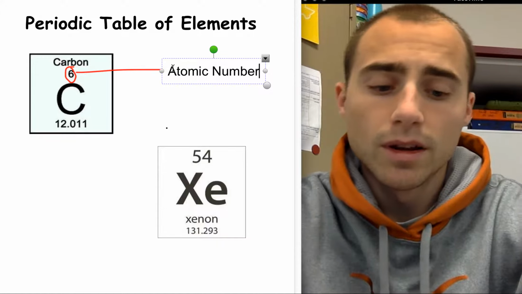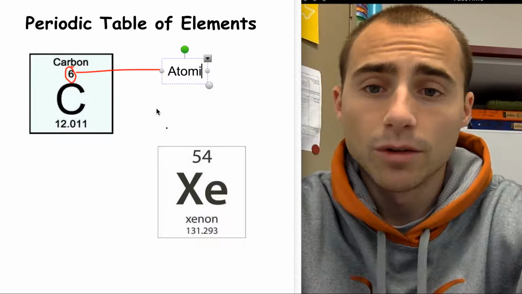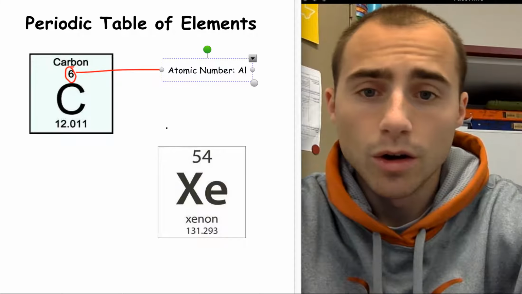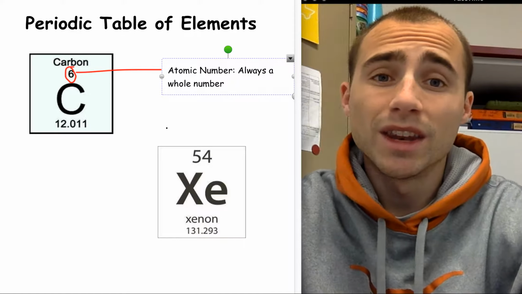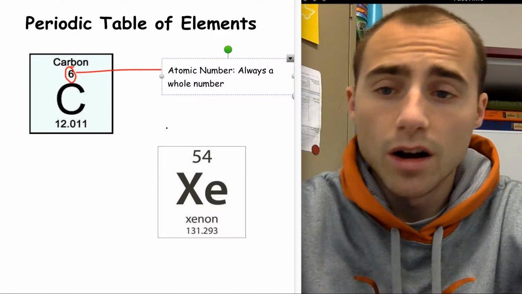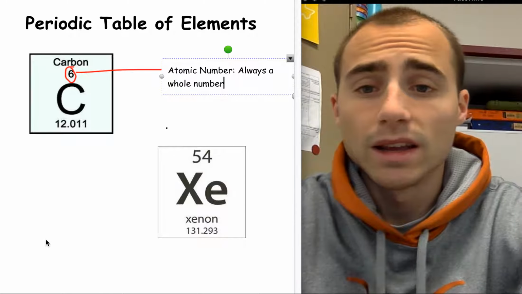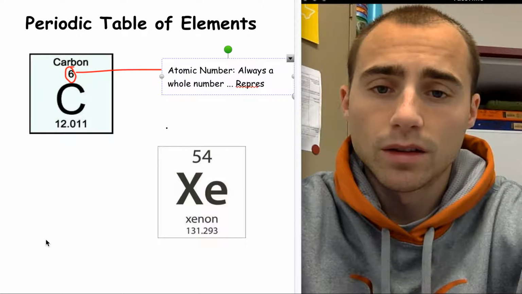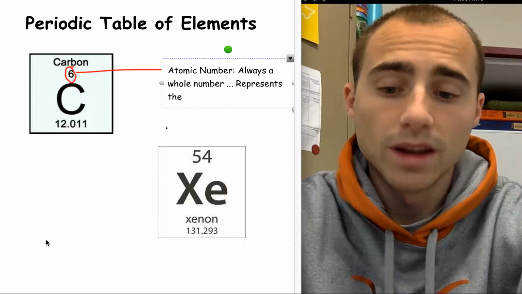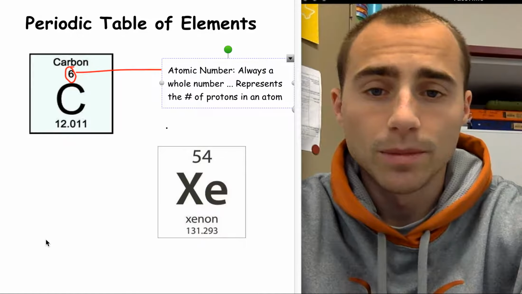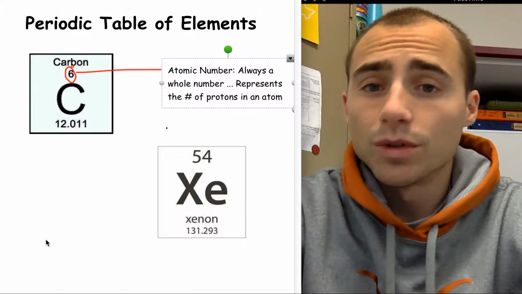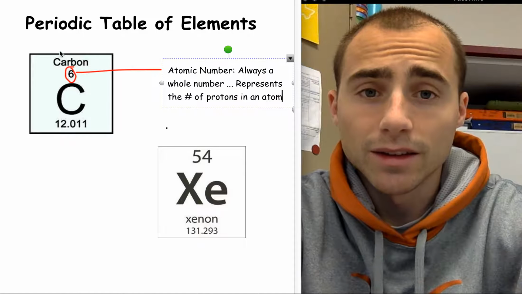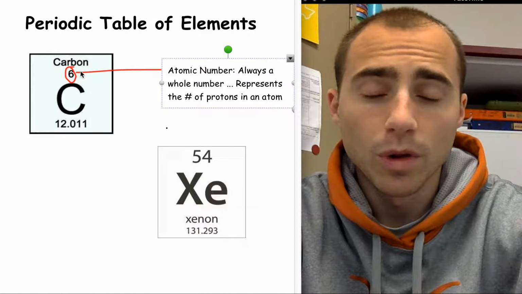Now, some things about the atomic number. We're going to make my writing a little bit smaller so we can fit more in here. It's always a whole number, meaning it will never have a decimal. So the whole number with each element is always the atomic number. It represents the number of protons in an atom. So the atomic number is equal to the number of protons in an atom. So carbon will have 6 protons every single time. Carbon will always have 6 protons.